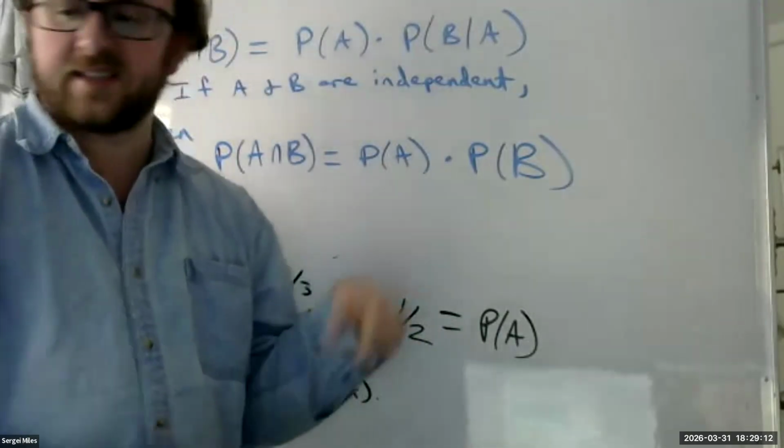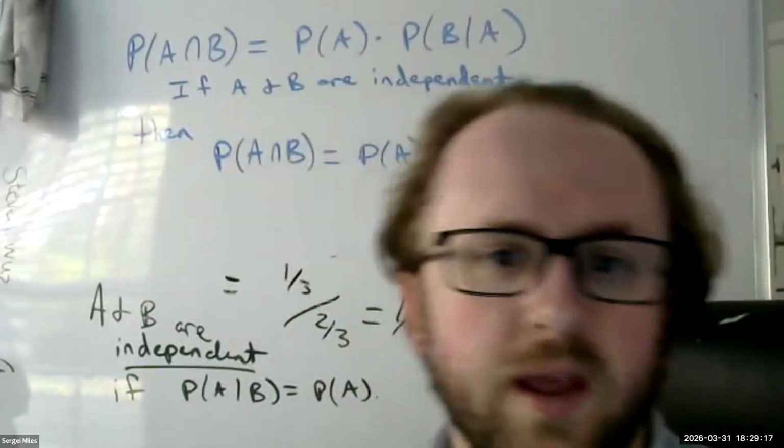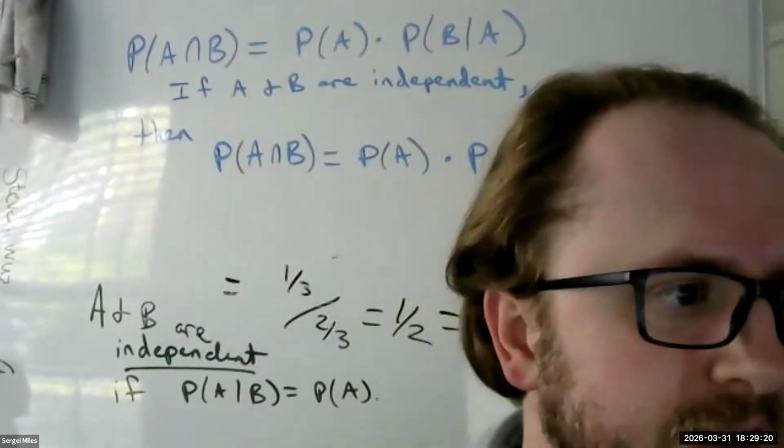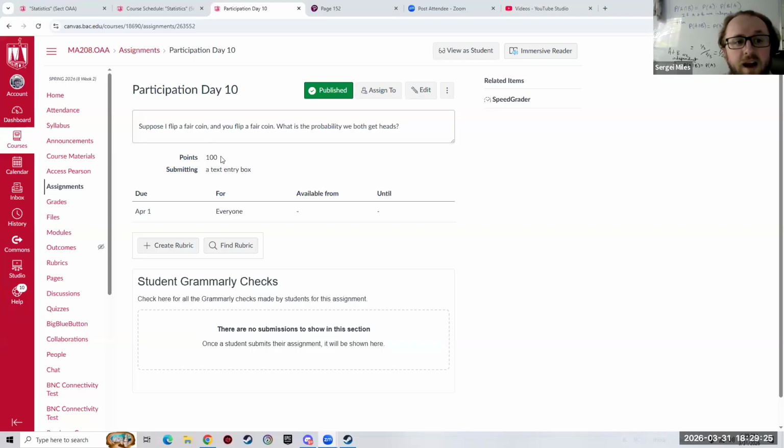So this actually brings us nicely into the participation question. We can go into Canvas, look at participation day 10. Let me share my screen here. Okay. So suppose I flip a fair coin and you flip a fair coin. What's the probability we both get heads? Well, these are independent events. Regardless of what happens with my coin flip, that's not going to affect or change the probability for your coin flip. So I can use the multiplicative rule here.